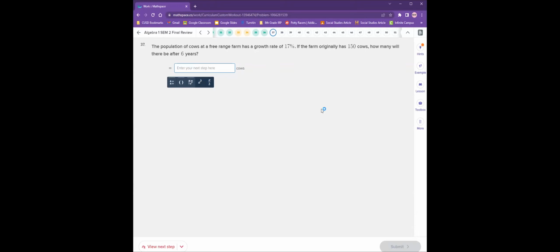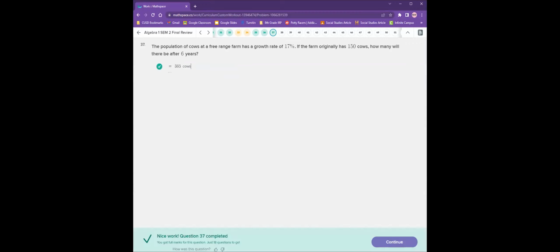Then I got... Would it be 384, because it would round up to 385, but you don't add more, so it'd be 384, right? It's just conventional rounding, so there's no... Oh, so it would be 385. I don't know why it doesn't say what to round to. It was 385. Yeah. Okay.